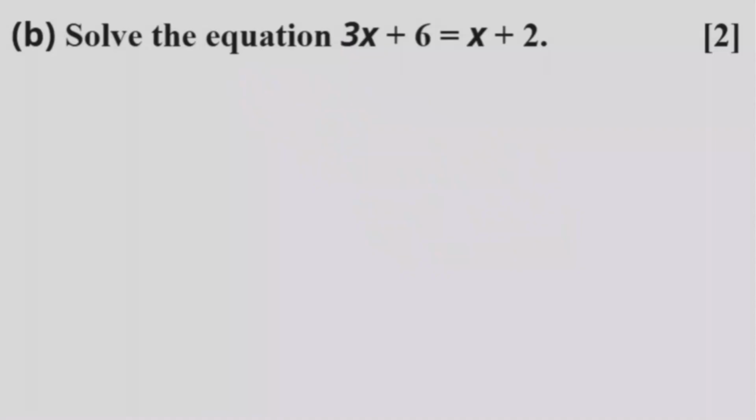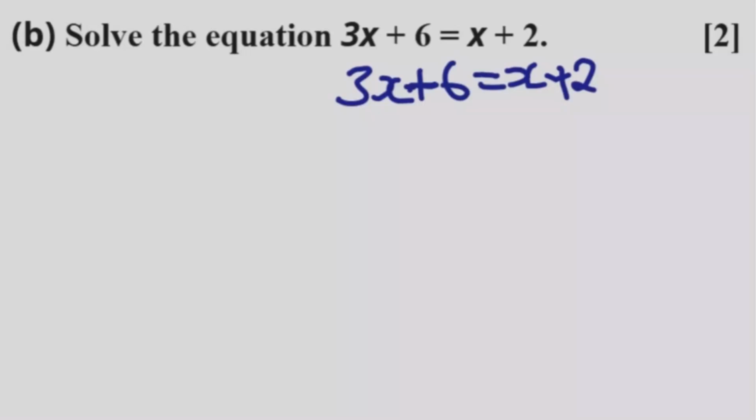Question 1b was as follows. Solve the equation 3x plus 6 is equal to x plus 2. 3x plus 6 is equal to x plus 2. So what do we do? What we need to do is first rewrite the expression, which is 3x plus 6 is equal to x plus 2.